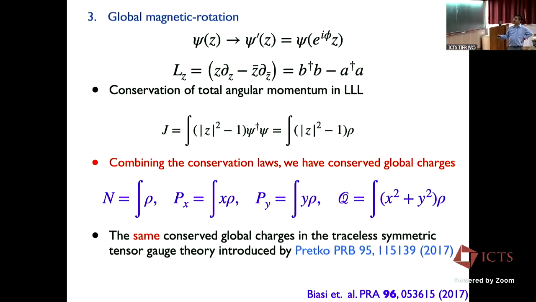So when you combine the conservation laws, you see that the total charge is conserved, the dipole in X and Y is conserved, and the shape of the quadrupole is conserved. So it's the same global charge and conservation law as in the symmetric, traceless symmetric tensor gauge theory introduced for fractons.